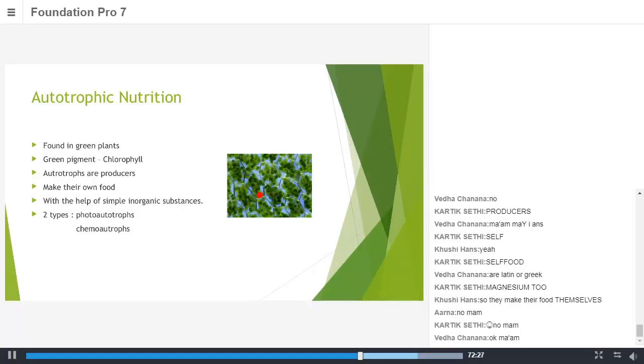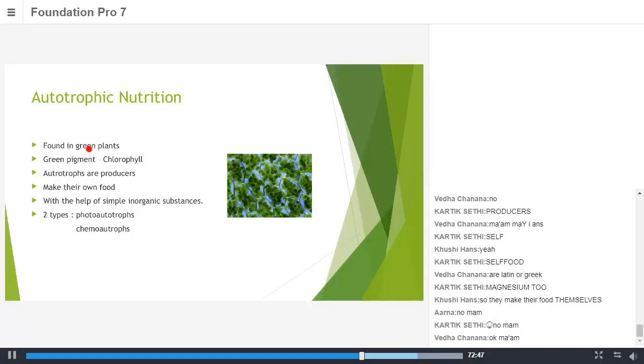This chlorophyll has, basically, chloroplast. So these are there inside the stomata, which is present underside a leaf. We will discuss everything now in detail. So we are doing a drill down of exactly how things happen in autotrophic nutrition.